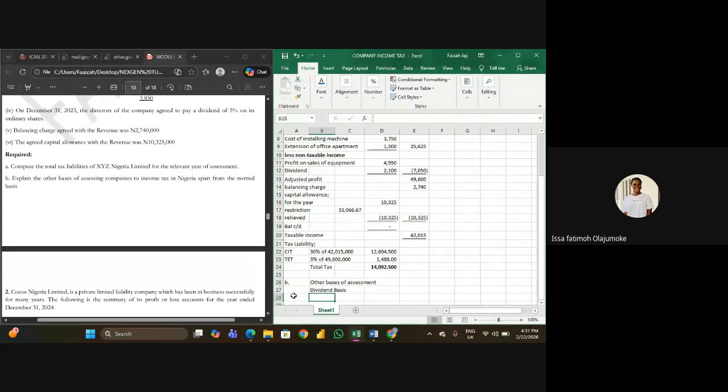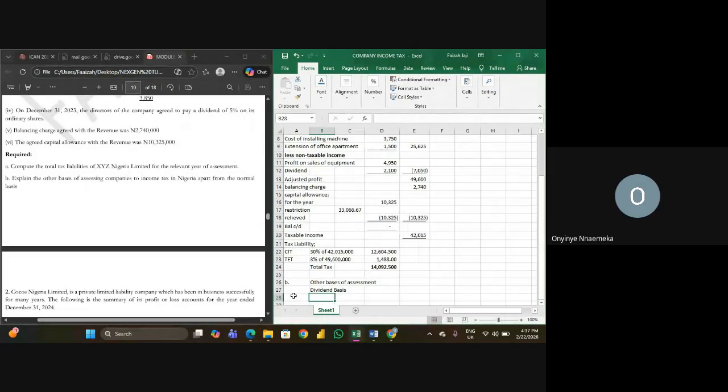So dividend basis says that when there is no assessable profit to tax on normal basis, then it will be taxed on the dividend paid. Well, you try. The only thing you are correct about is that you are taxing dividend. The remaining is incorrect. But then, like she said, we are taxing the dividend.